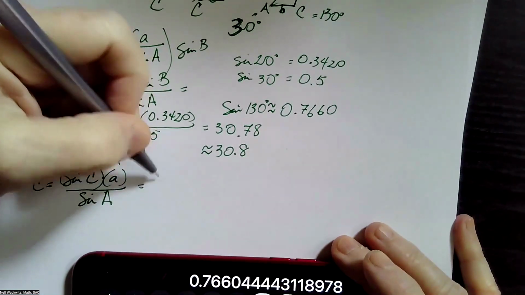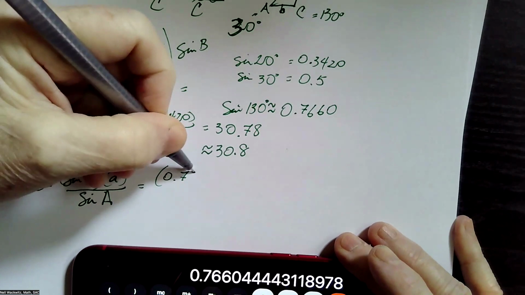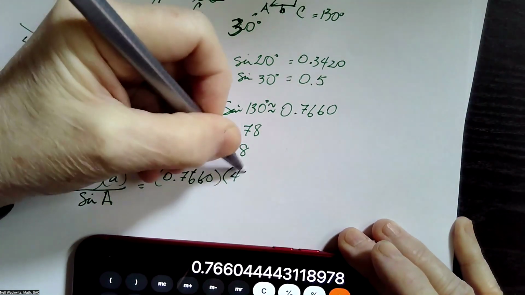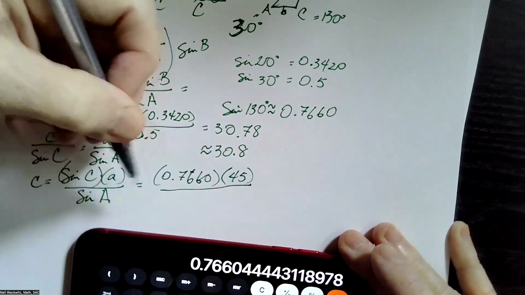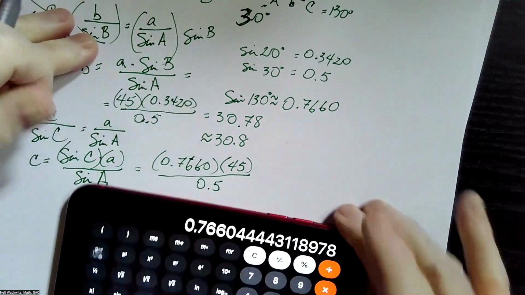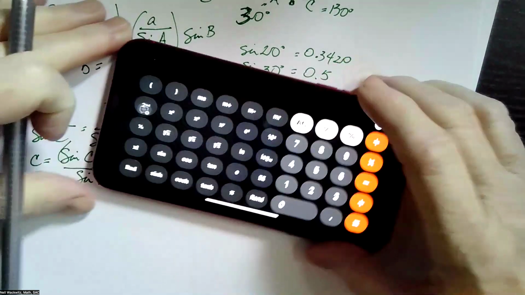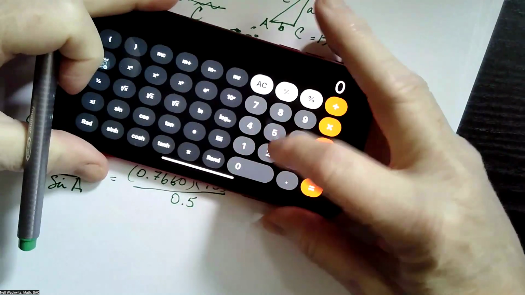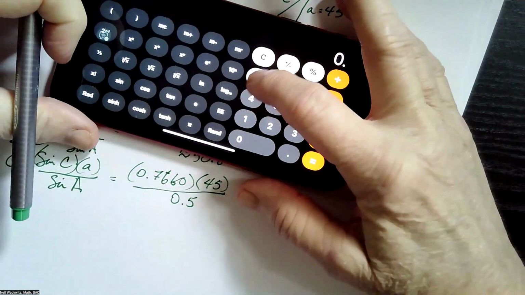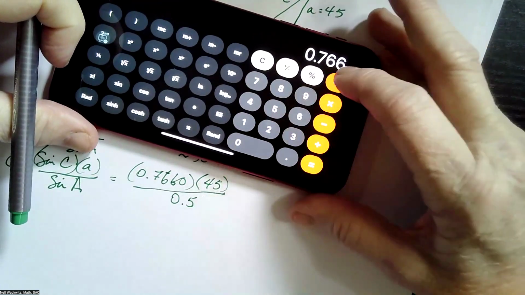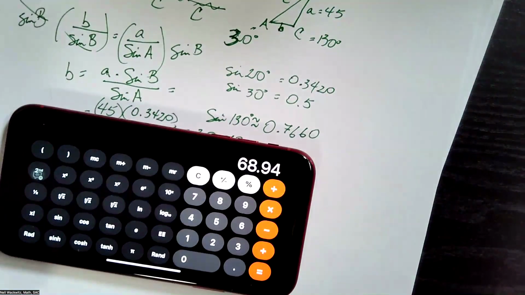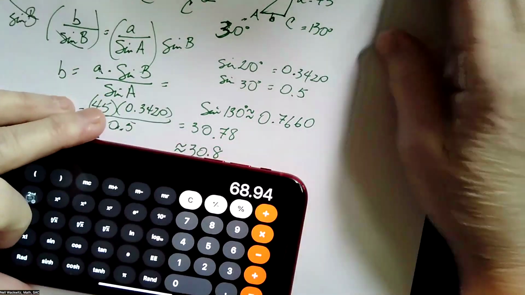So this will be 0.7660 times 45 divided by, and the sine of 30 is still 1/2. So I've got 45 times 0.7660 divided by 0.5. And I get 68.94. Rounding, that is 68.9.